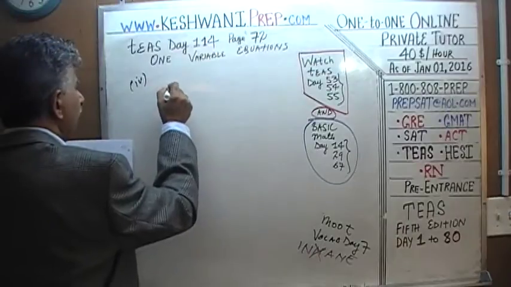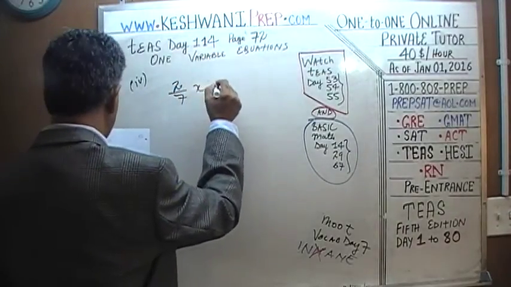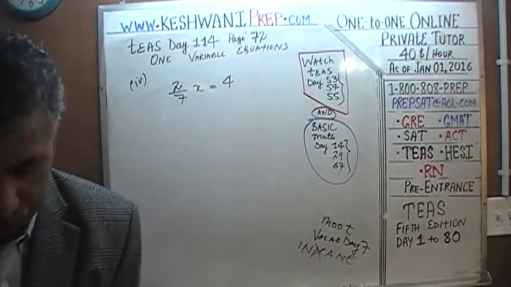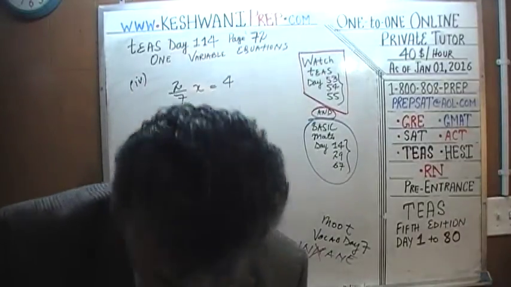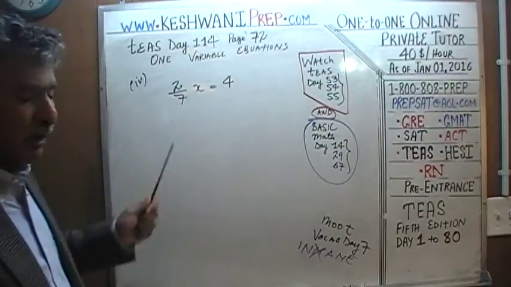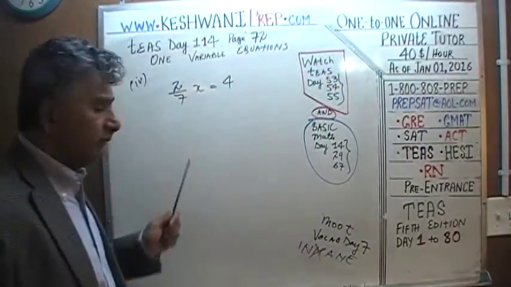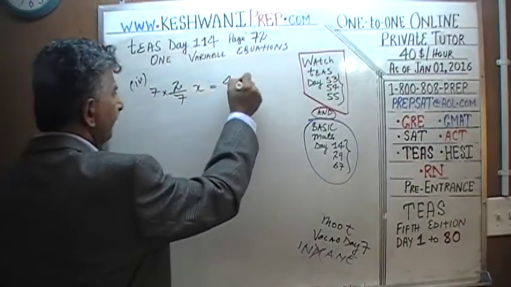Number 4 says 2/7x equals 4. Let's see what happens here. Let's pay attention, okay? We are told that 2/7x equals 4. Well, first we got to get rid of the 7 from the bottom, from the denominator. How do we get rid of the 7 from the bottom? It's very simple. Multiply both sides of the equation by 7.